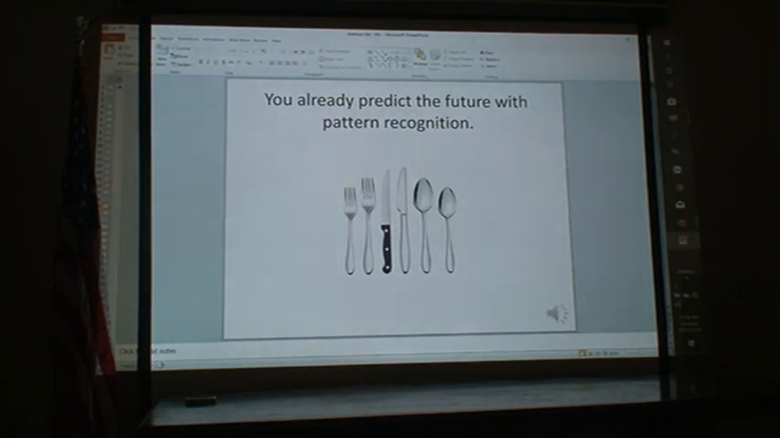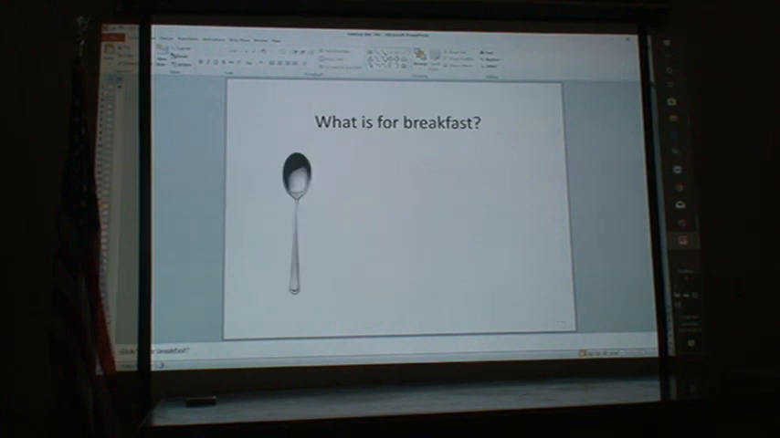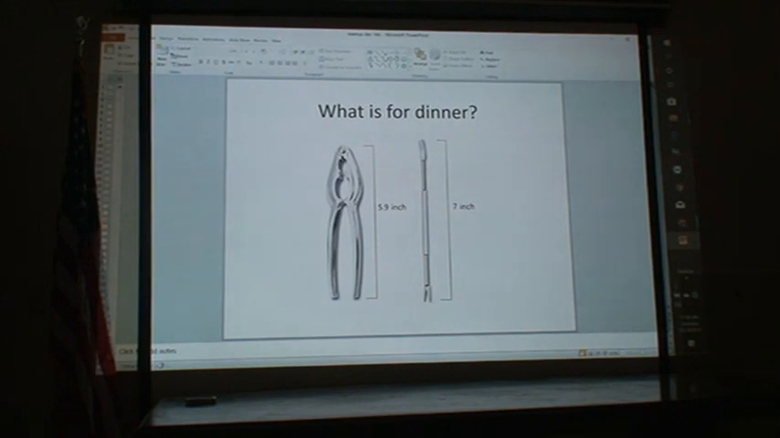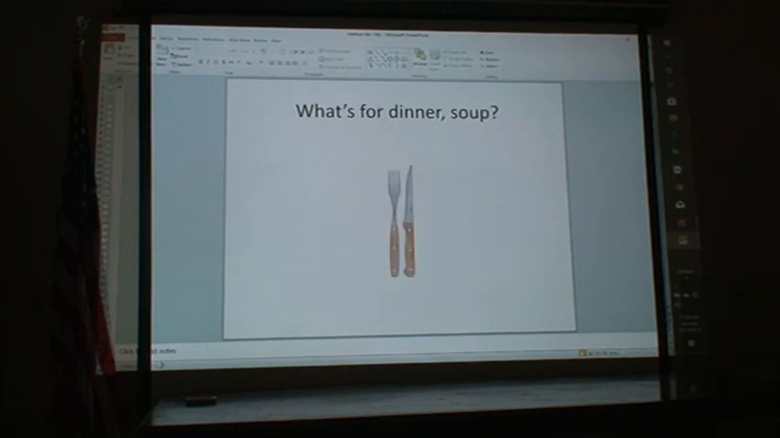You do it by looking at utensils, for example. What's for breakfast? You see this here, you know there's going to be a cereal, more than likely. What's for lunch? Soup and salad here, because you've got kind of a spork and a spoon there. What's for dinner? Right there, you can see that more than likely crab is going to be served, not steak and potatoes. And what's for dinner? Soup? Not likely, because all you see is a knife and fork. So this is how we use pattern recognition in our everyday life.